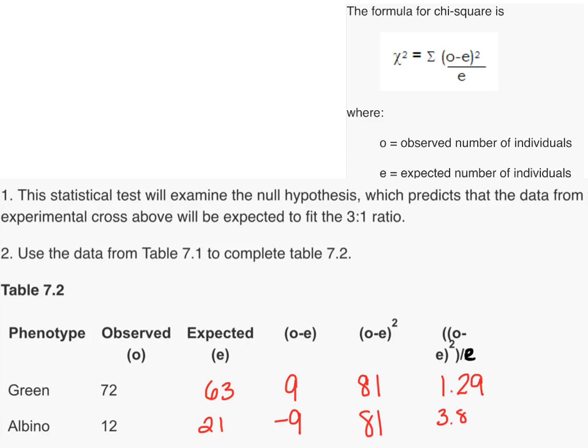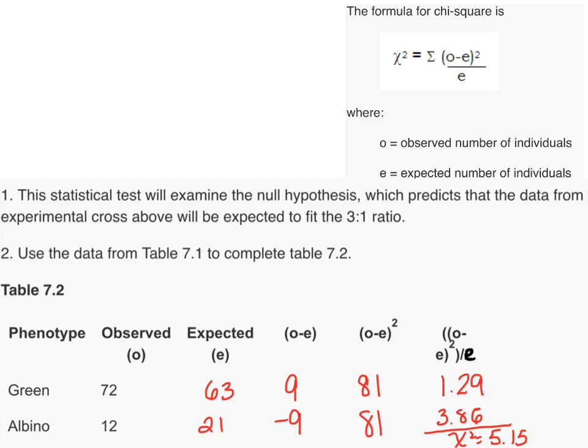So we're going to do 81 divided by expected, 63 gives you 1.29, right? And then you're going to do 81 divided by the expected number of albinos, 21, is going to give you 3.86. And then what you do is you total together that column. You just add them up. So I added 1.29 to 3.86, and I got 5.15. So my chi-squared value is 5.15.